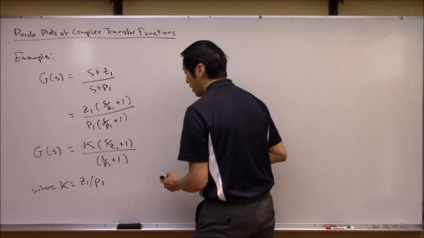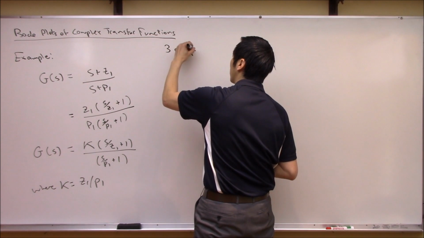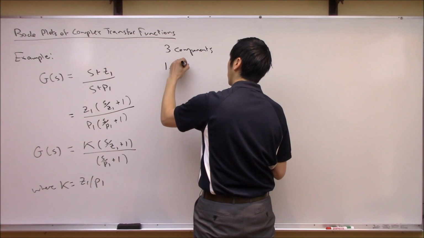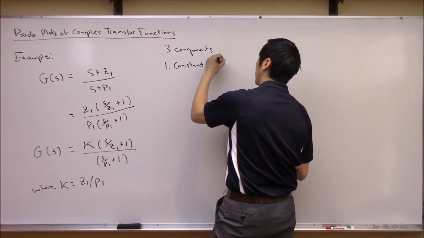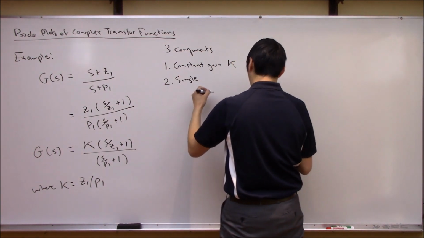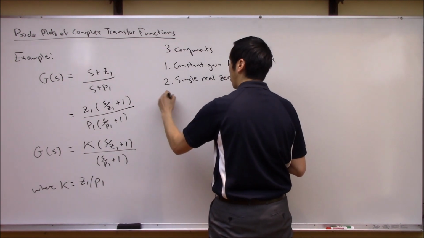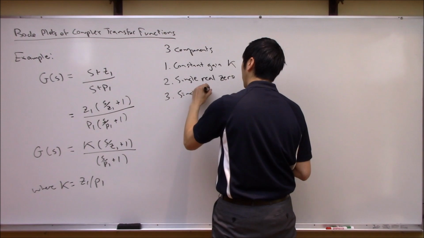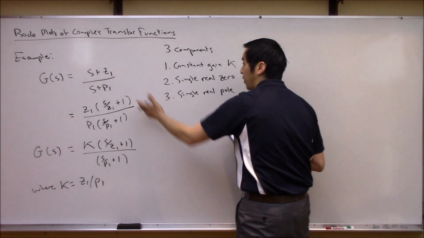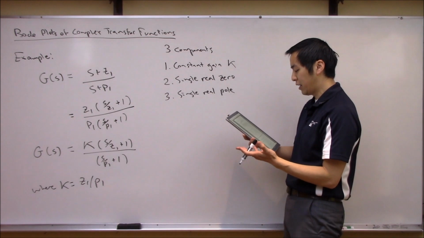By looking at this, we see that this is actually made up of three components. The three components are, first, we have a constant gain, that's this k term. This is also made up of a single real zero, that's this term here. And then the third component is a single real pole, which is our last component here. So really we see that this transfer function is more complicated than one component by itself. It's actually three components combined together.